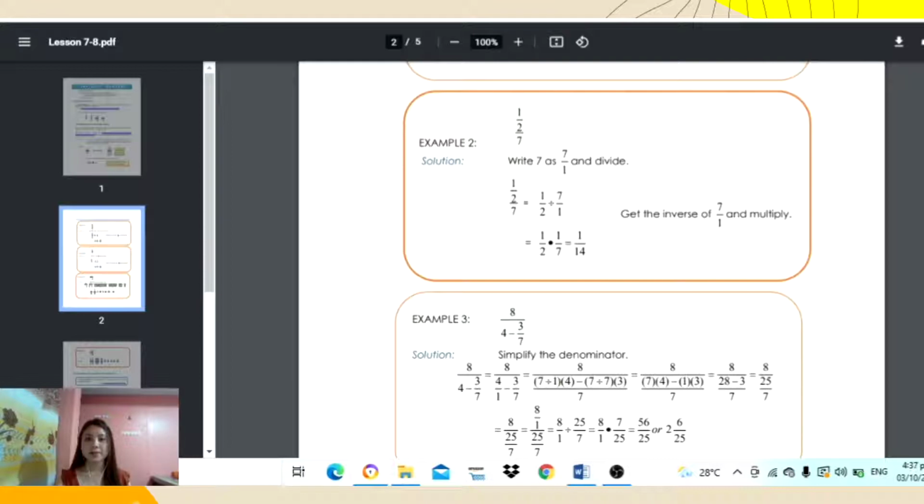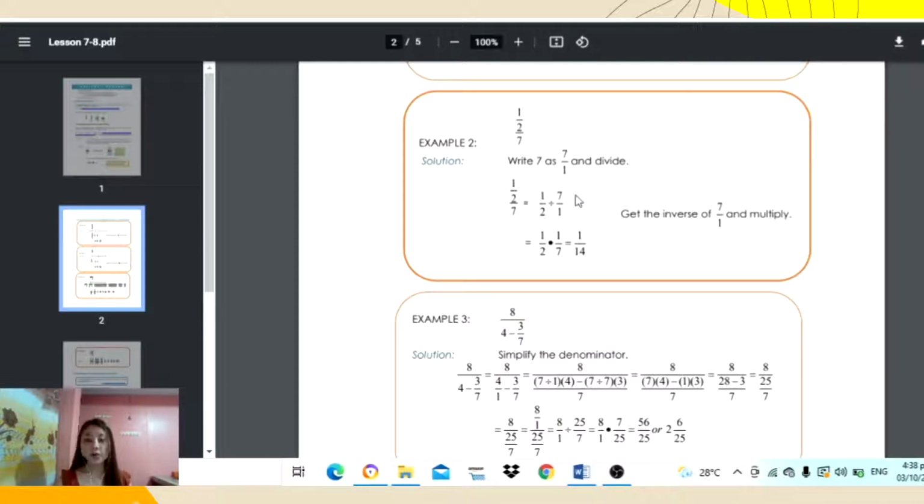Now, let's have example number 2. We have here 1/2 over 7. In this example, our numerator is 1/2 and then our denominator is 7. So our denominator is a whole number, and we can actually write that as 7/1 in fraction form, since dividing 7 by 1 is just equal to 7. And now we can divide. So 1/2 over 7 is just equal to 1/2 divided by 7/1.